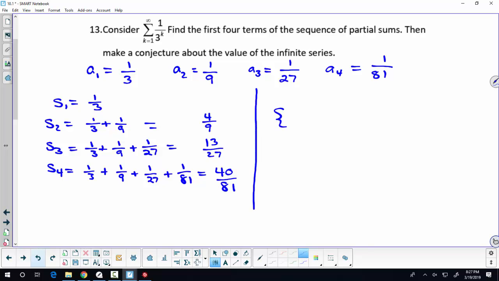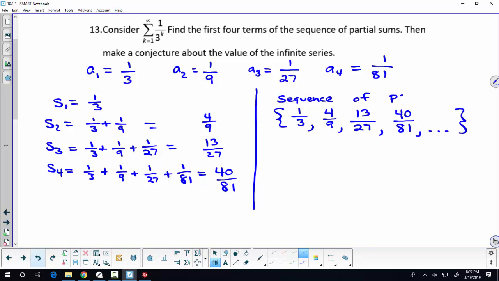Okay, so now we need to see if we can come up with a formula for the nth partial sum. These are our partial sums, the sequence of partial sums.